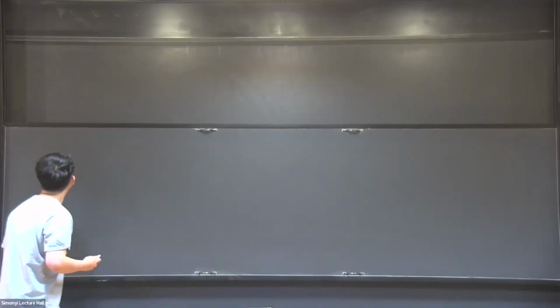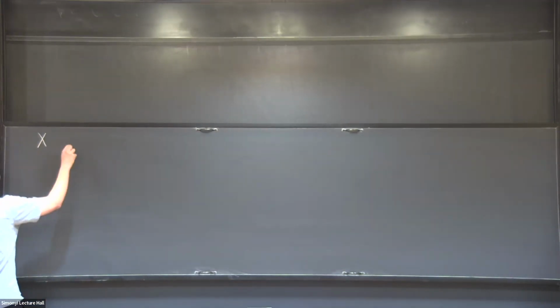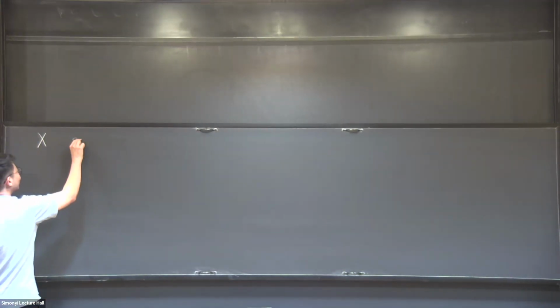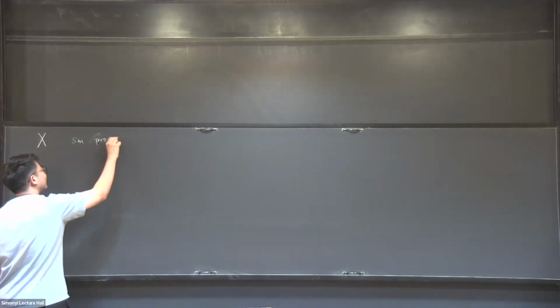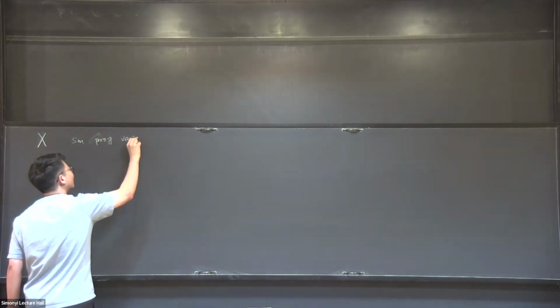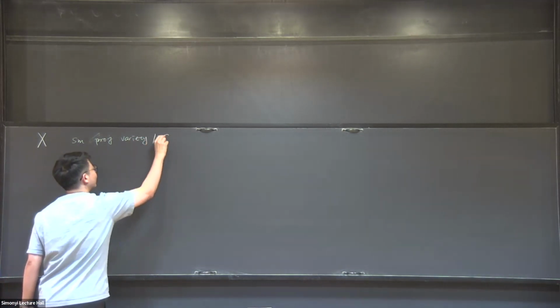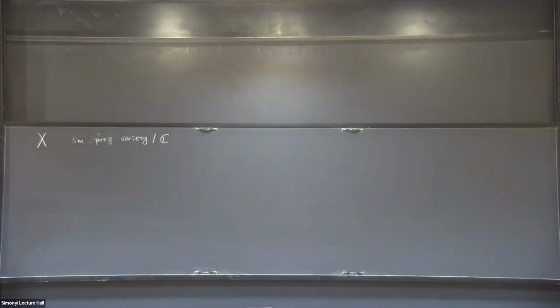Thank you for coming to my talk. So let me start with X. It's a smooth projective variety, say over the complex numbers. And then let me just start with Hodge theory.